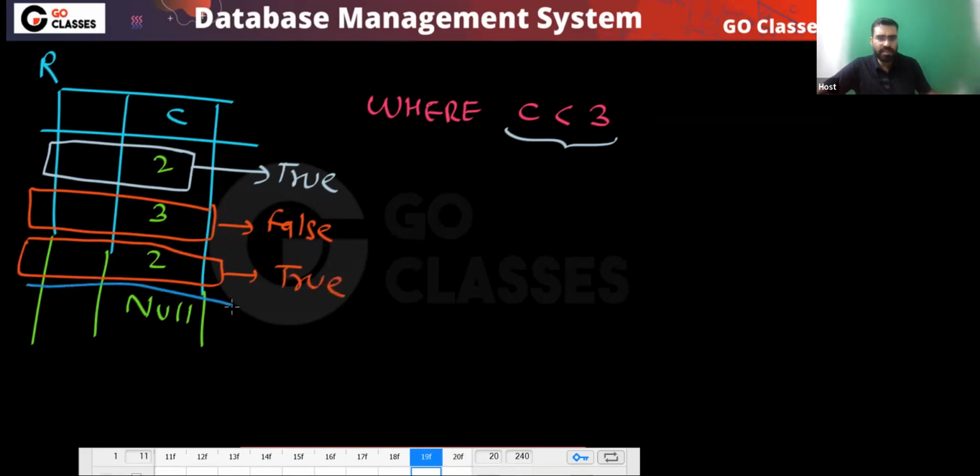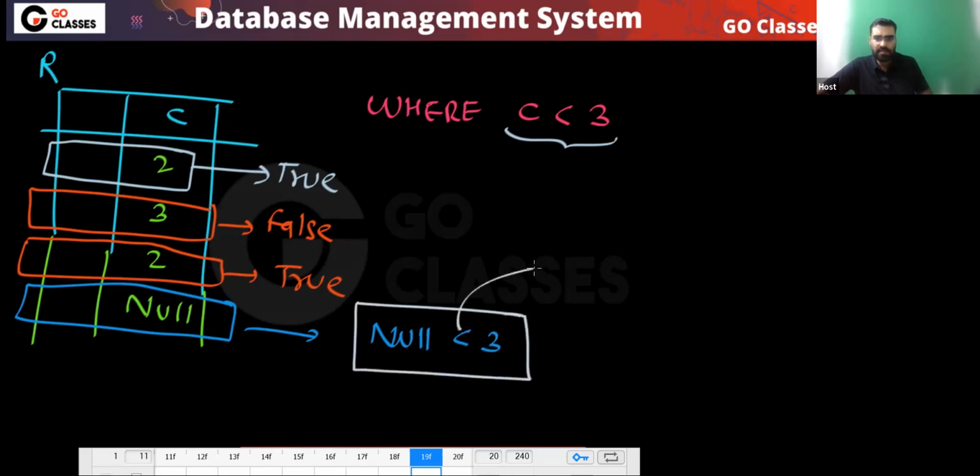But now look at this tuple. We are saying C less than 3. So it simply means that for this tuple we need to check whether null is less than 3. And you can notice this is a comparison operation. So a comparison with a null value is null, or unknown. So that is unknown. The comparison with a null value is unknown.